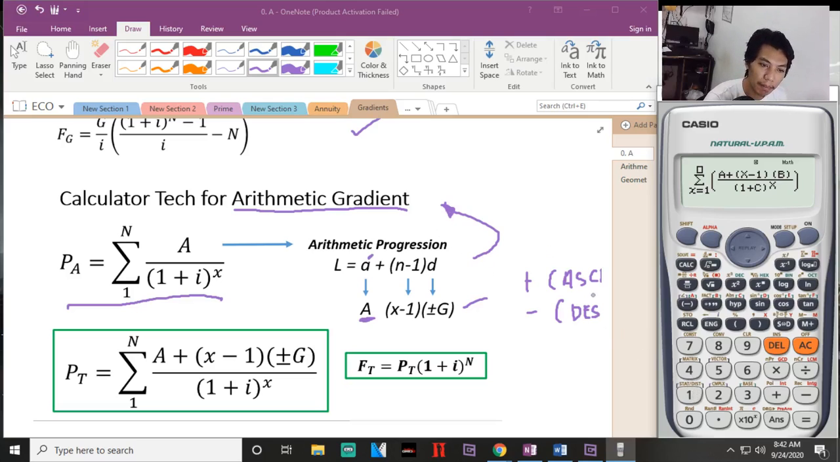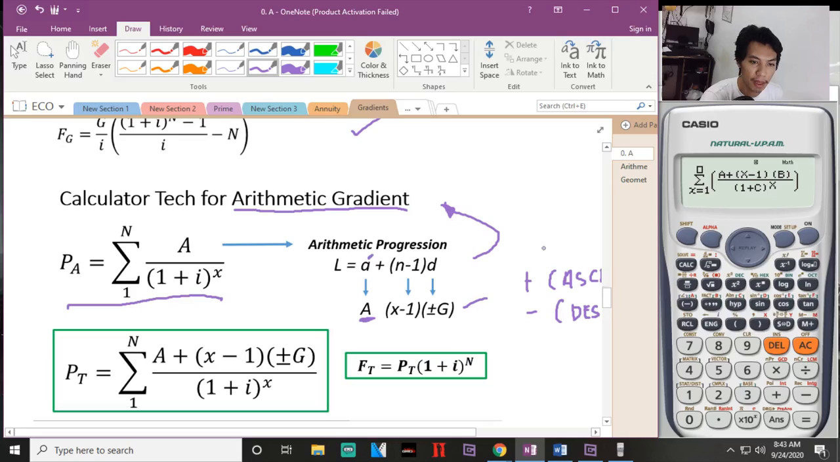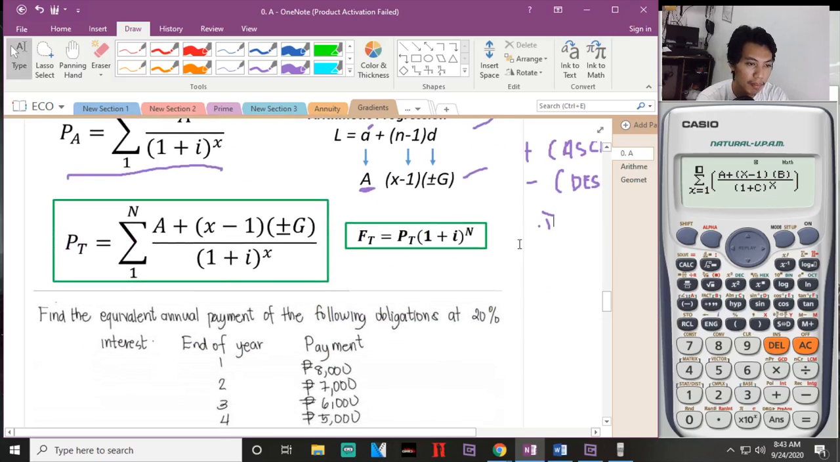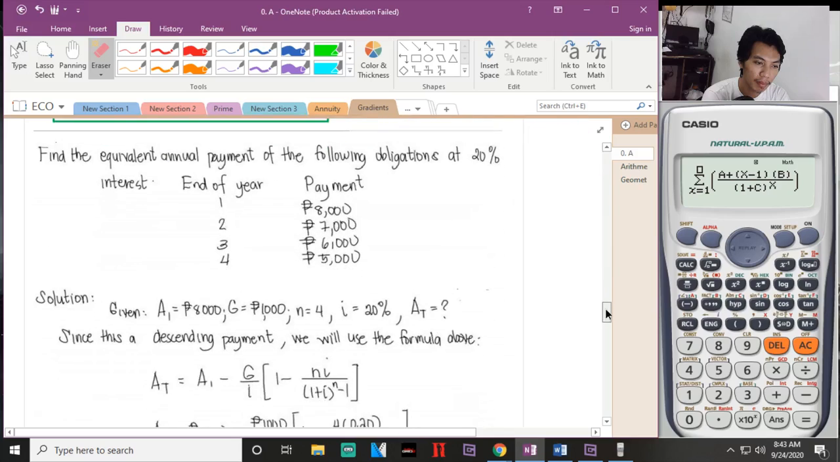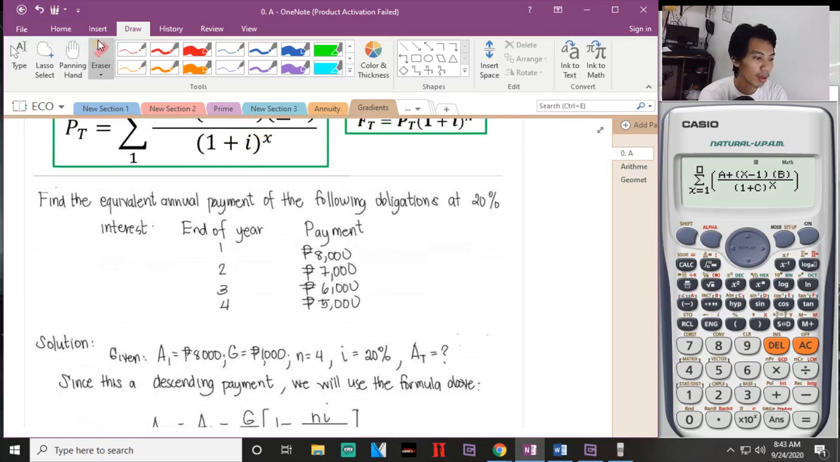Ngayon, kunwari, meron tayong sample problem. Mas maganda ipasok natin yung sample problem. Okay? Pasok natin yung sample problem. Mas gusto ko pinapasok sa sample problem. Ito. I-solve natin siya, hindi gamit yung formula for gradient. Gamitin natin si calculator technique.